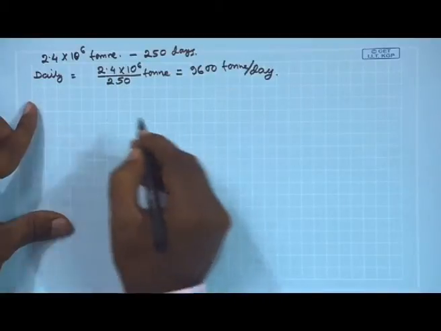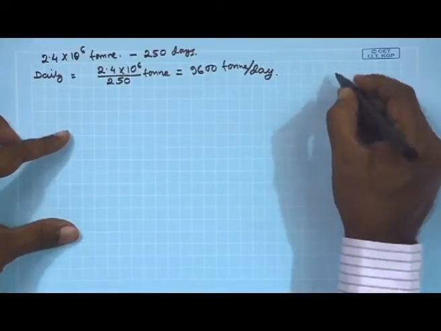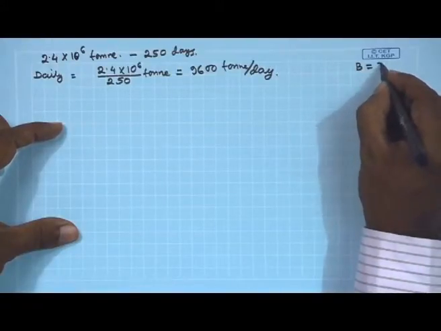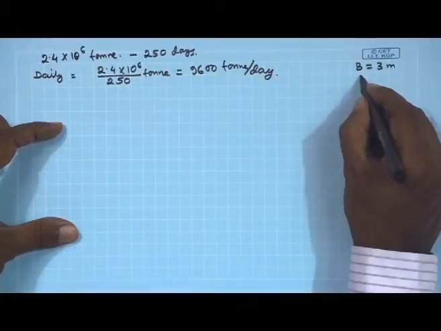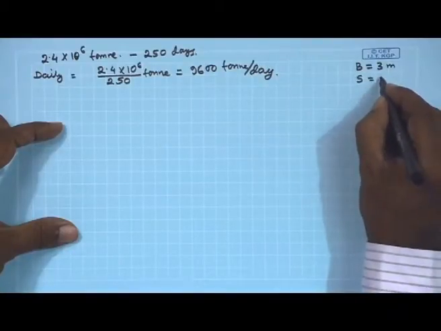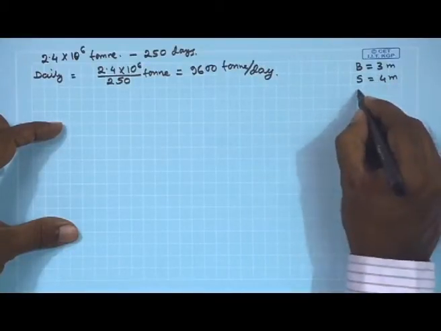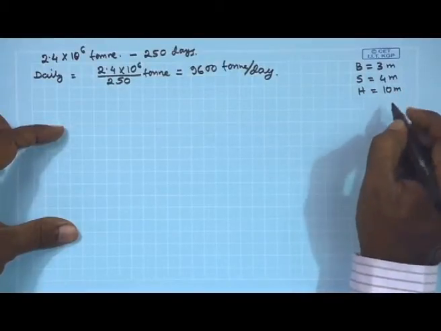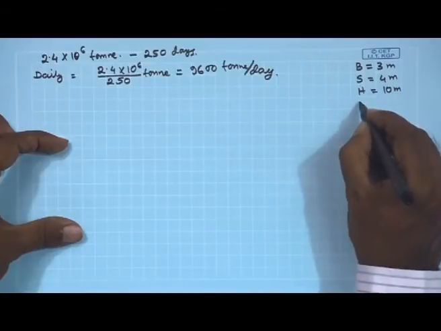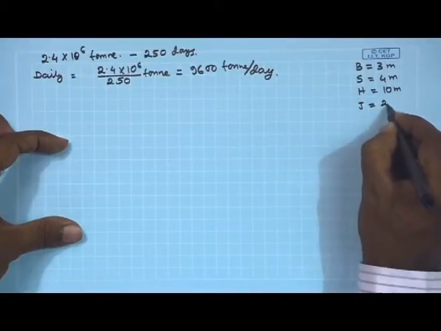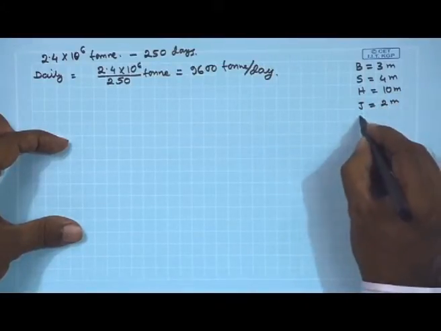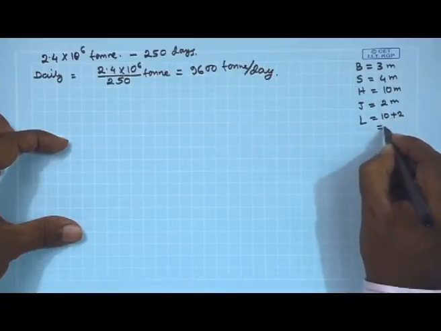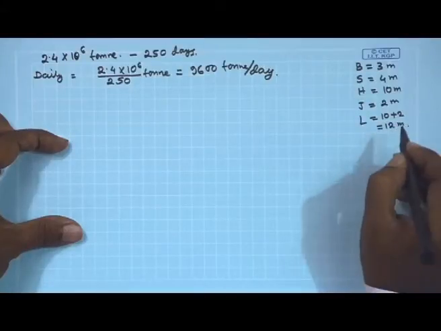Further, our blast design is more or less given here. The burden is 3 meter, the spacing is 4 meter, and bench height is given 10 meter. It is also mentioned that subgrade drilling J is 2 meter, which leads the drilling length L is 10 plus 2, that means 12 meter.